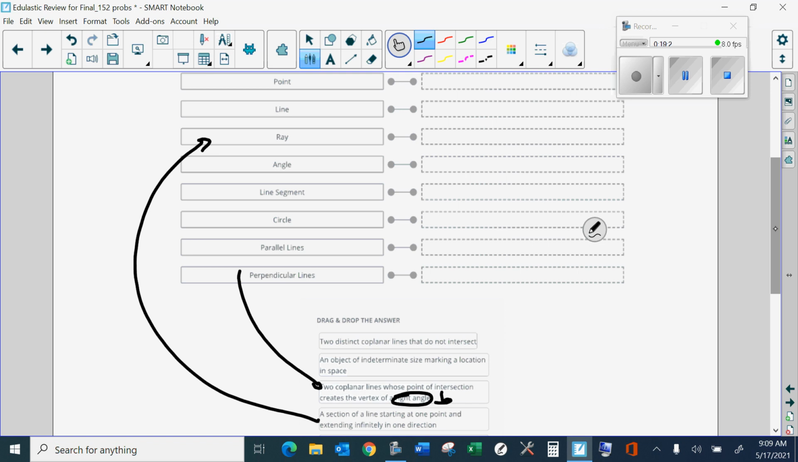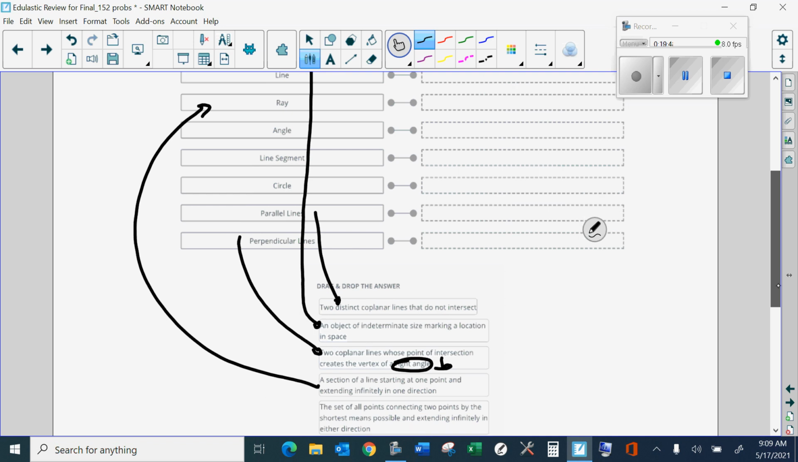An object of indeterminate size marking a location in space is a point. That's the definition of a point. Two distinct coplanar lines, again in the plane, that do not intersect. That means that they were parallel. Remember the difference between parallel and skew. It's almost the same. In skew, it doesn't have to be coplanar. Okay, non-coplanar. If it's coplanar, it's parallel. If it's non-coplanar, it's skew.